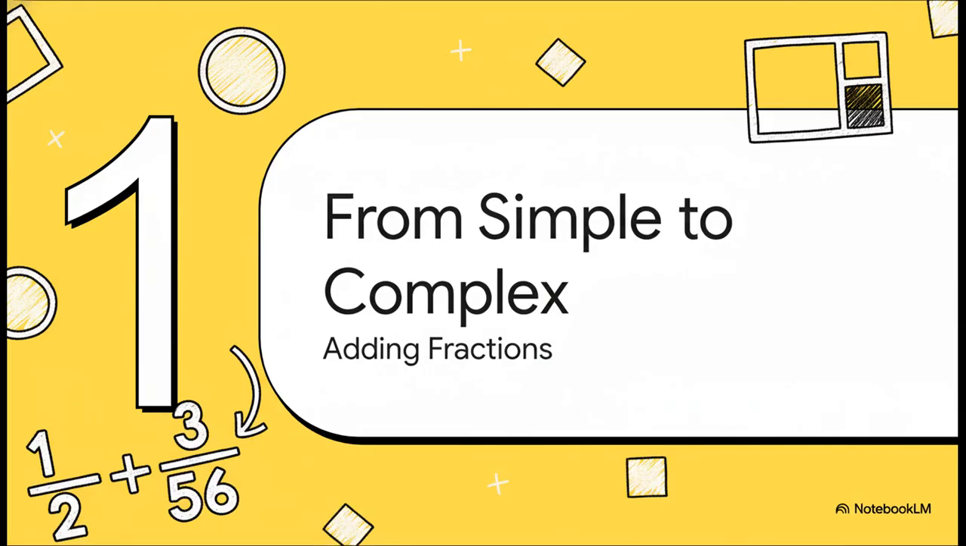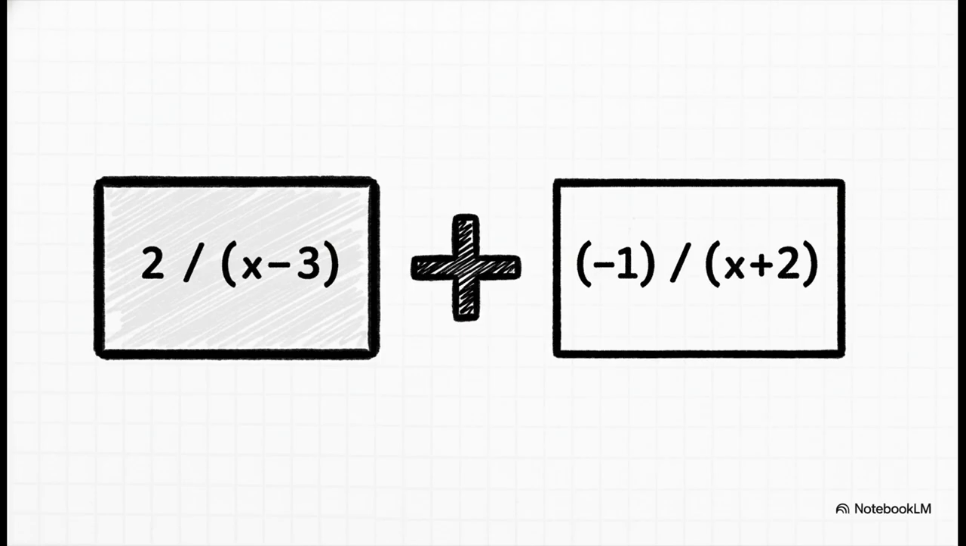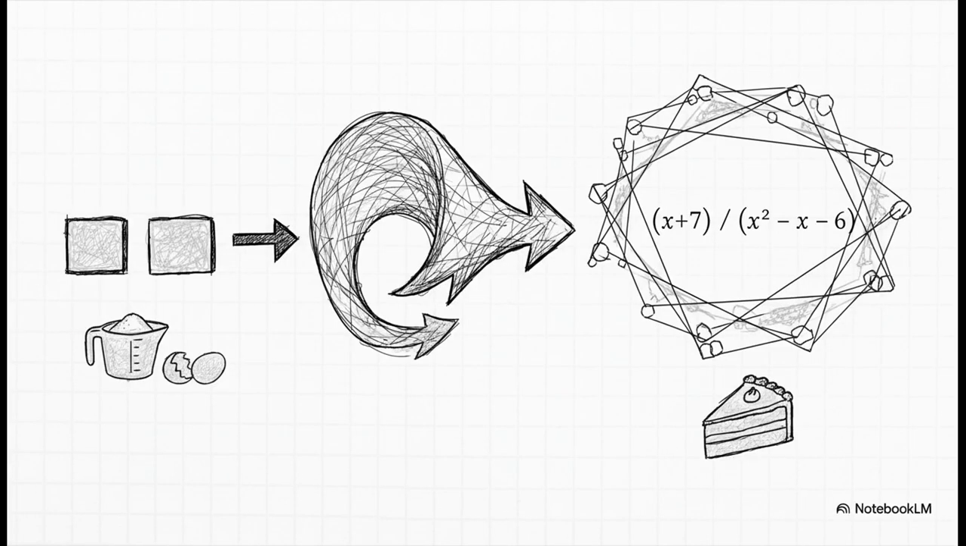Okay, so to get our heads around this, let's start with something we all know how to do, adding fractions. We're just going to look at it in a slightly new way. So imagine you've got these two simple ingredients, these two fractions right here. To combine them, you know the drill, right? You find a common denominator, in this case it's just x minus 3 times x plus 2, and then you add the tops together. And after a little bit of algebra, you end up with this single, much more complicated looking fraction. So we went from simple building blocks to a complex result, from flour and eggs to a cake.